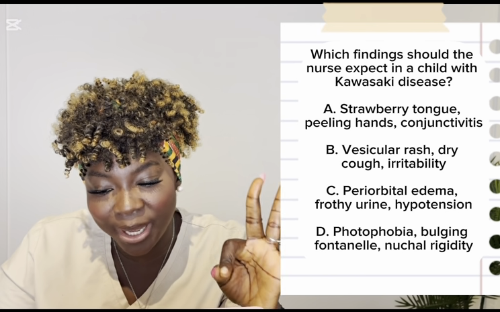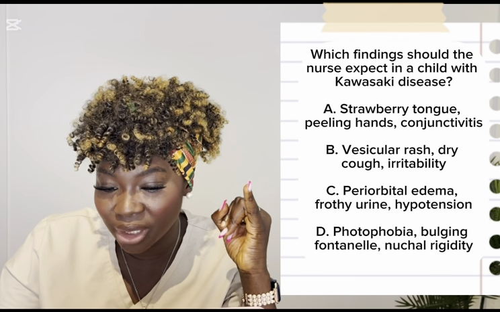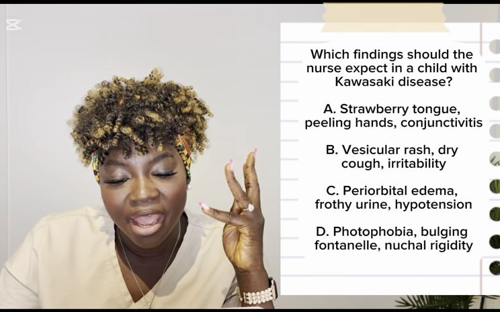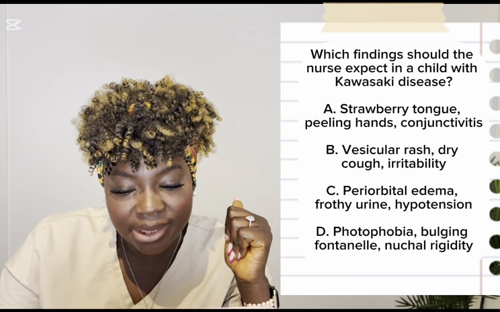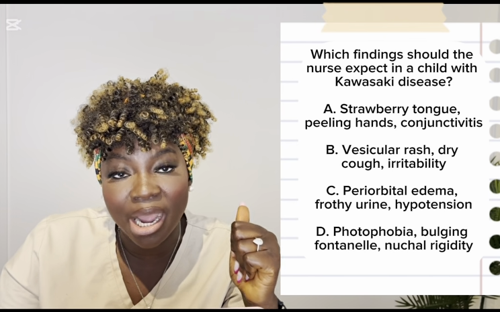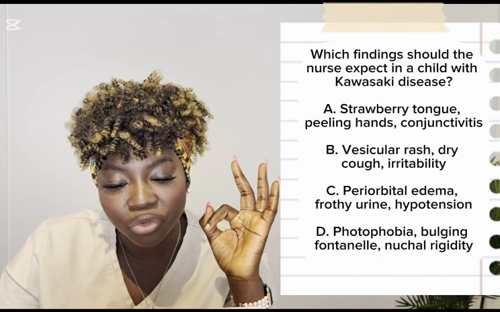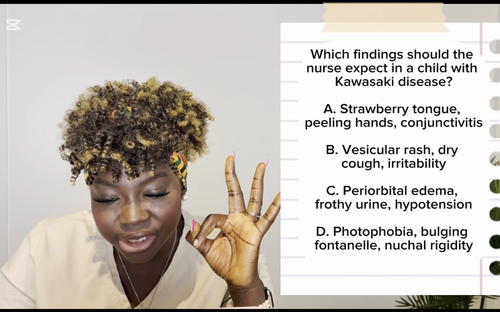Now let's go. Which findings should the nurse expect in a child with Kawasaki disease? A, strawberry tongue, peeling hands, conjunctivitis. B, vascular rash, dry cough, irritability. C, periorbital edema, fruity urine, hypotension. And D, photophobia, bulging fontanelle, and nuchal rigidity.